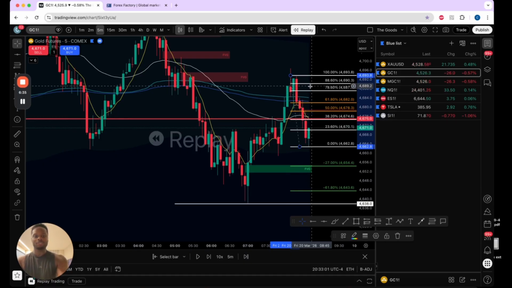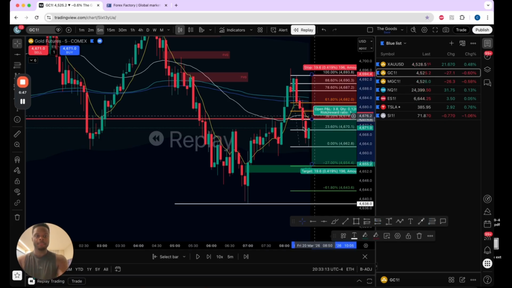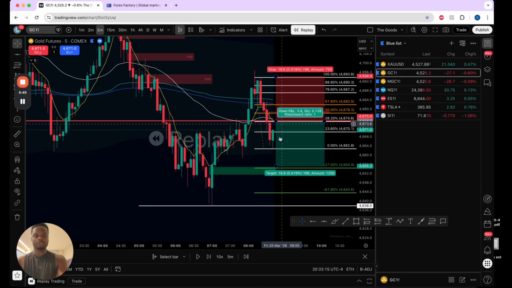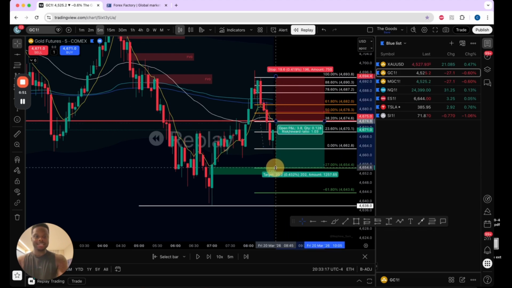My stop loss was going to be a safe distance away. So I'm just going to take this trade. I'm getting on this trade. Okay, so this is where we're looking to enter. Hold to the negative 27 extension, about 200 ticks away.